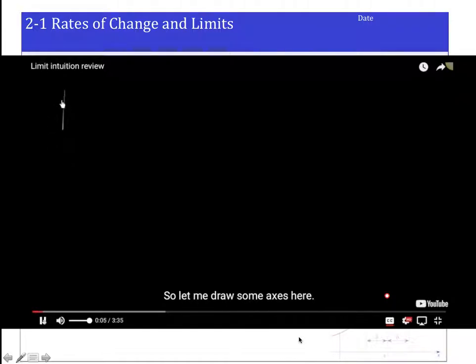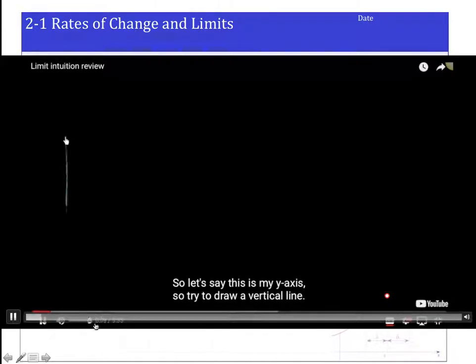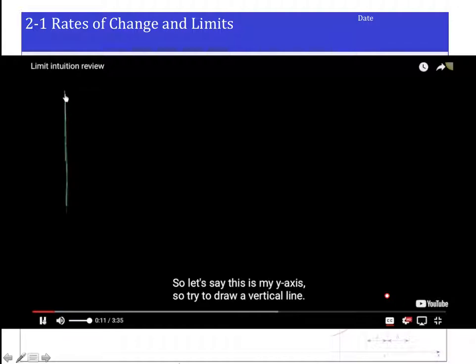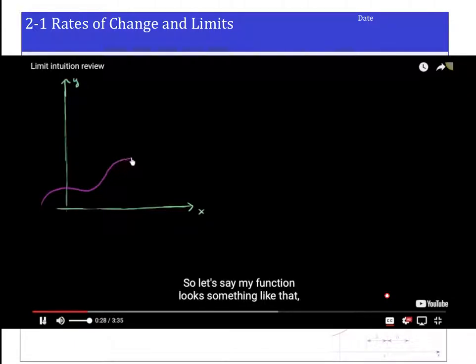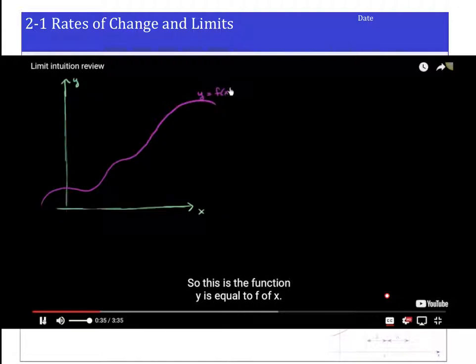So let me draw some axes here. Let's say this is my y-axis. I'll try to draw a vertical line. So that right over there is my y-axis. And then let's say this is my x-axis. I'll focus on the first quadrant, although I don't have to. And then let me draw a function. Let's say my function looks something like that. It could look like anything, but that seems suitable. So this is the function y is equal to f of x.